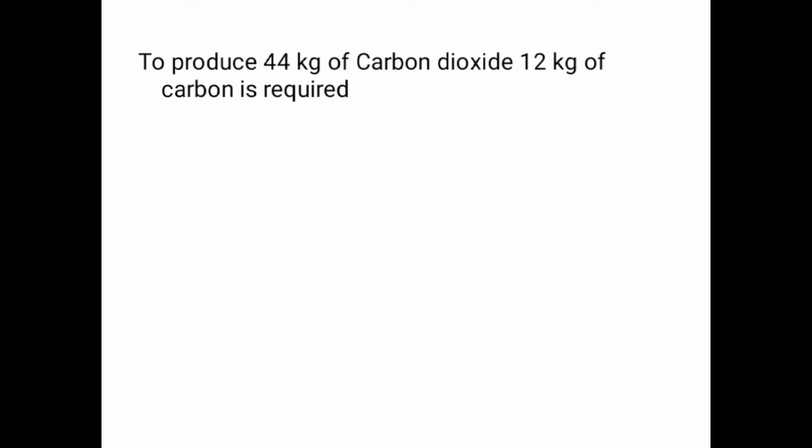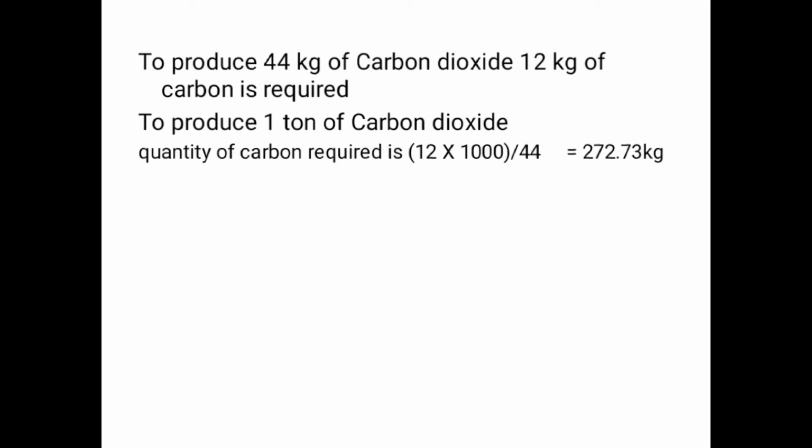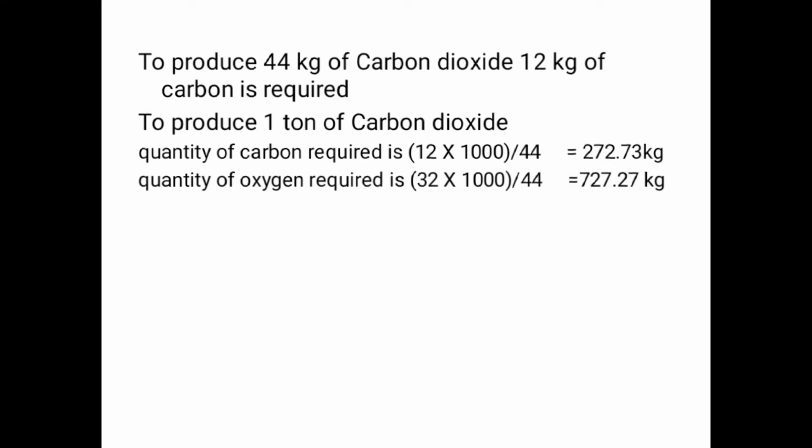To produce 44 kilogram of carbon dioxide, 12 kg of carbon is required. Therefore, to produce 1 ton of carbon dioxide, how much quantity of carbon is required? The carbon required is 12 into 1000 divided by 44, that is equal to 272.73 kilogram of carbon. So the quantity of oxygen required is 727.27 kilogram.